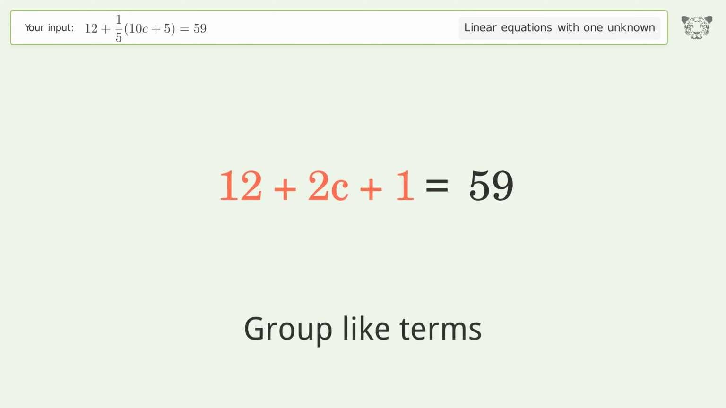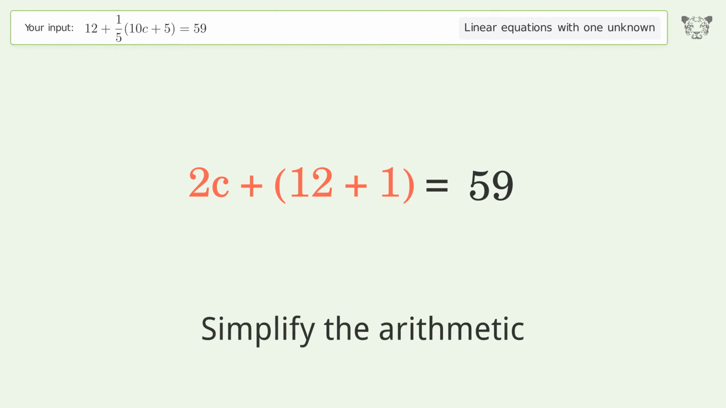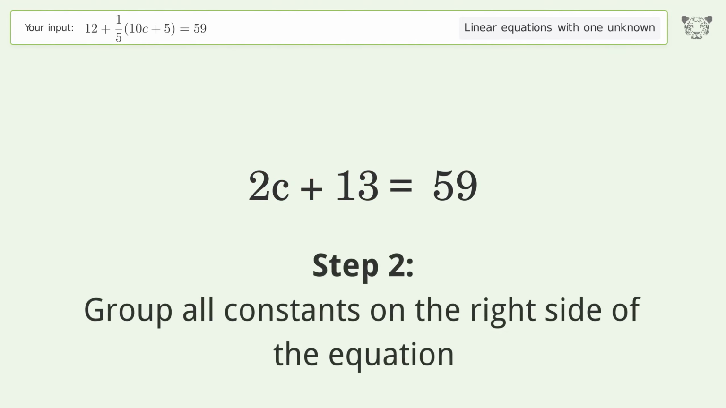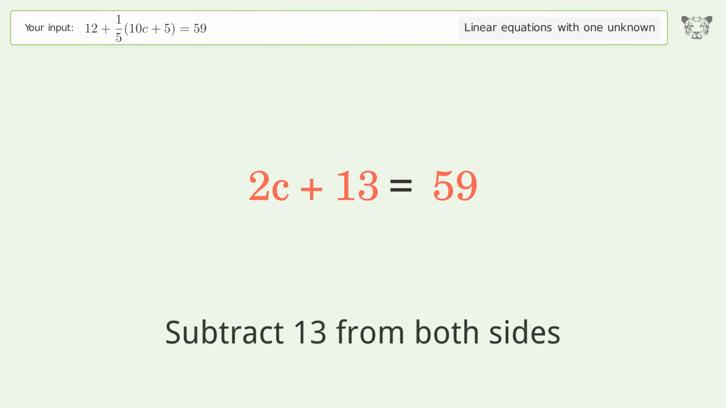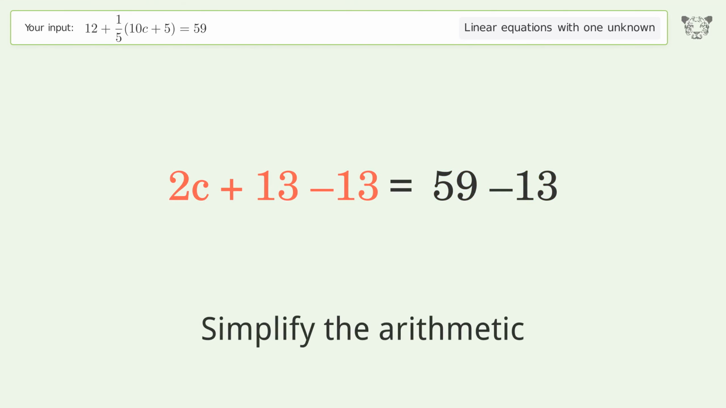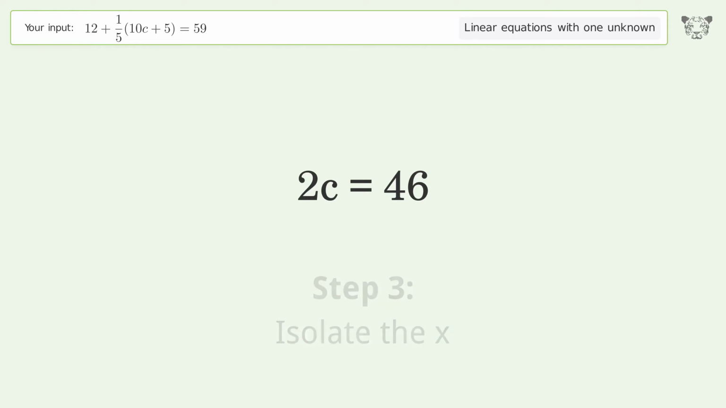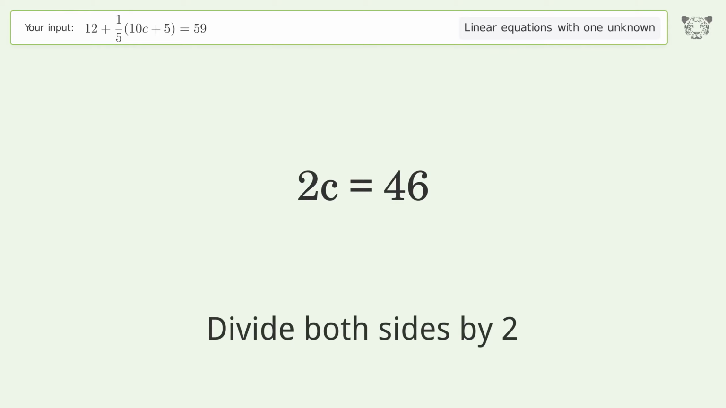Group like terms. Simplify the arithmetic. Group all constants on the right side of the equation. Subtract 13 from both sides. Simplify the arithmetic. Isolate the x. Divide both sides by 2.